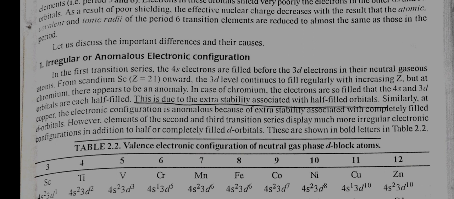However, elements of the second and third transition series display much more irregular electronic configurations in addition to half or completely filled d orbitals.